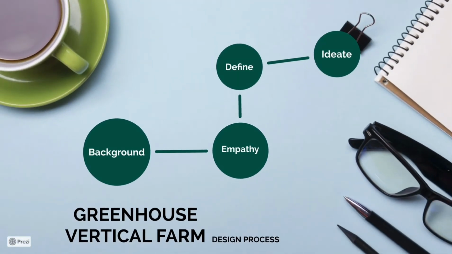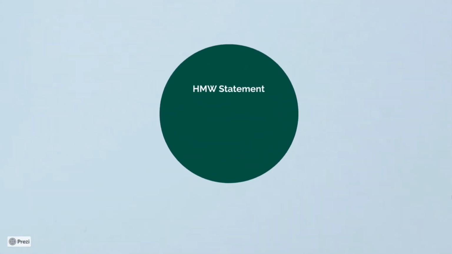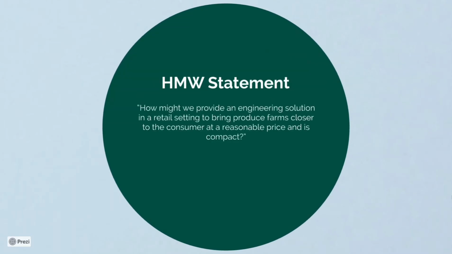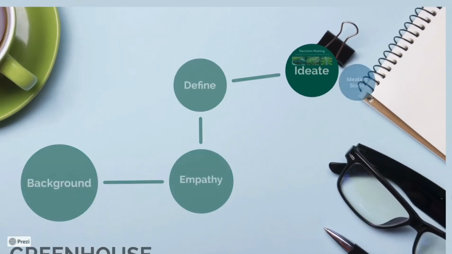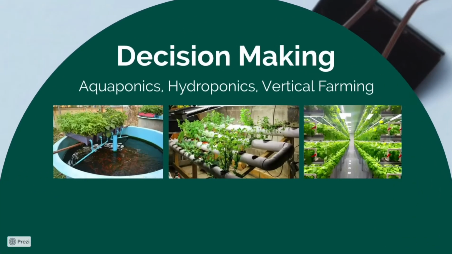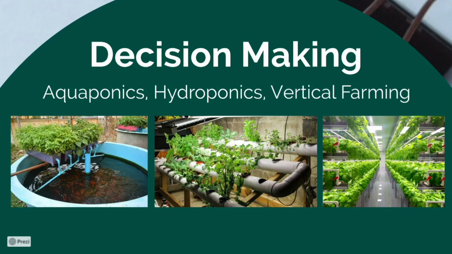With a thorough understanding of our consumers, we came up with a problem statement, which is how might we provide an engineering solution in a retail setting to bring produce farms closer to the consumer at a reasonable price and is compact. Based on our research, we found different methods to cultivate agriculture: aquaponic, hydroponic, and vertical farms.